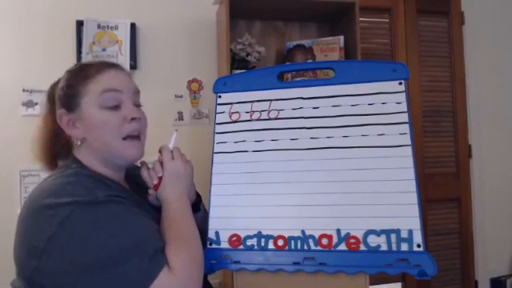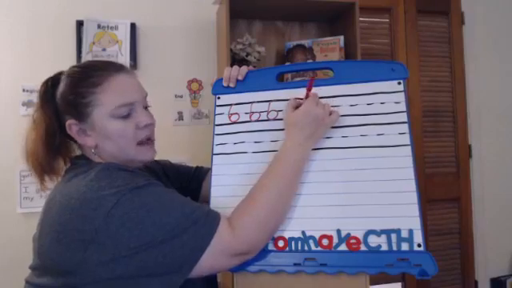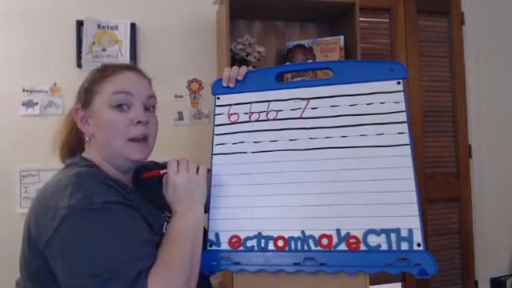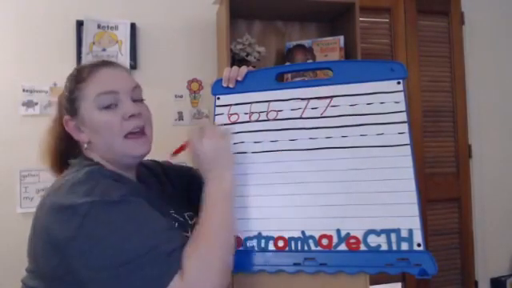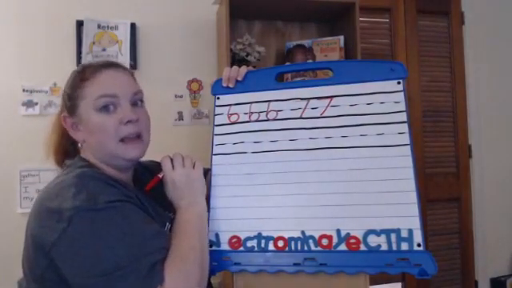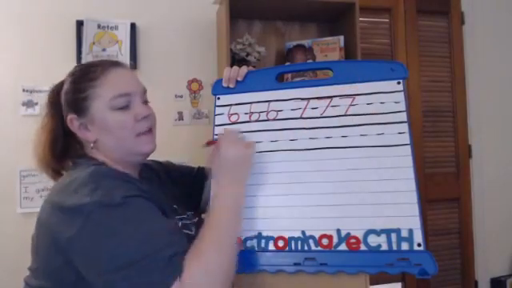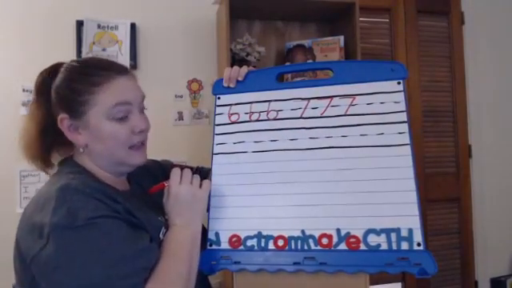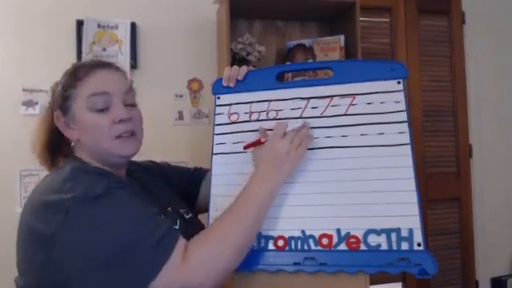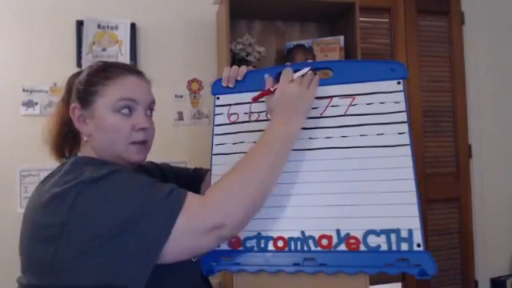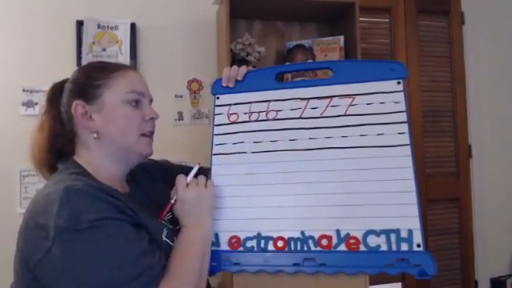All right, next is 7. This one's easy. Across the sky and down from heaven. That's the way to make a 7. 7s are tall. They have you go across and then down, almost like a capital Z, except you don't put that final slash on it.